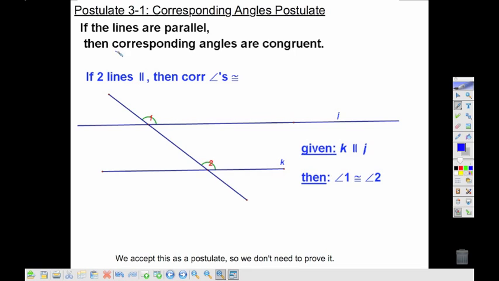So first we're going to be looking at corresponding angles. Now we're going to take this one as a postulate, which means we're just going to accept it to be true. We can get this idea by just taking some parallel lines and measuring angles 1 and 2, and we'll start to notice that we're always getting the same measure. So these angles are congruent. Now we're going to write that in a shorter way in our proofs, just saying if two lines are parallel, then corresponding angles are congruent.